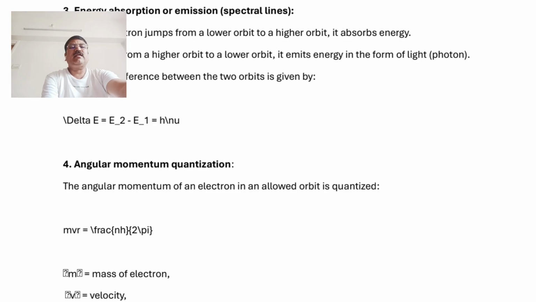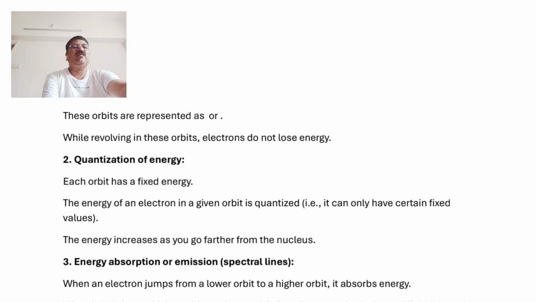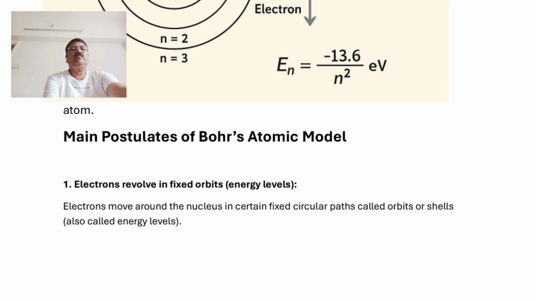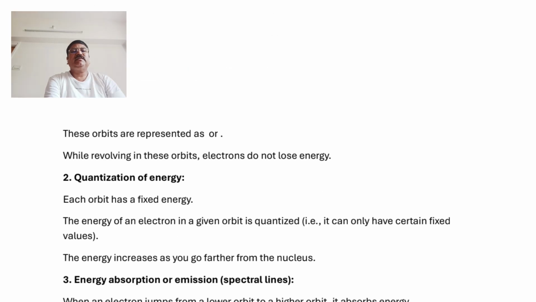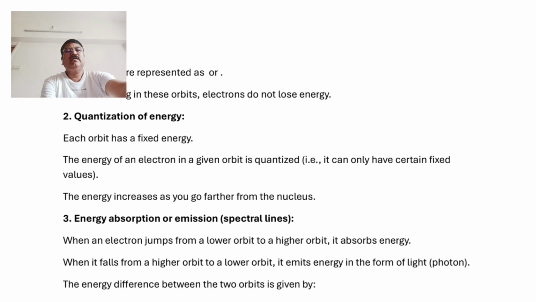So these are the four different postulates of Bohr's theory. First one is the electron revolves in a fixed orbit. Second one is the quantization of energy. The energy of an electron is similar to its energy level.